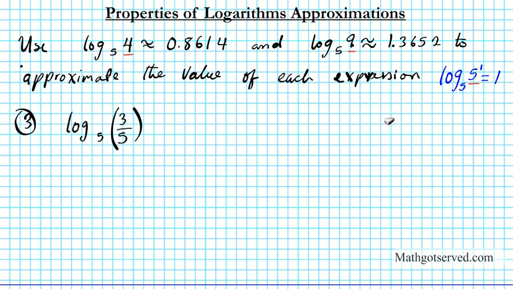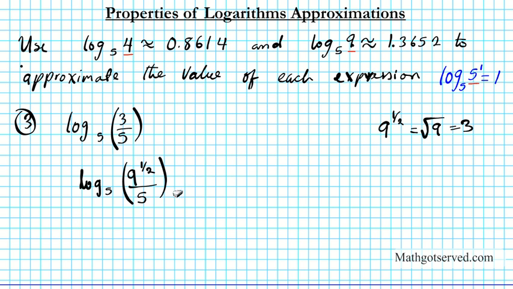Well, let's take a look at 9. What power can I raise 9 to get 3? Is there any power I can raise 9 to get 3? Absolutely. 9 to the 1/2 power is the same thing as the square root of 9, which is equal to 3. So I'm going to rewrite this expression as log base 5 of 9 to the 1/2 divided by 5. Now I have the term that I'm taking the logarithm of, expressed using a combination of the values that I know the logarithmic approximate of.